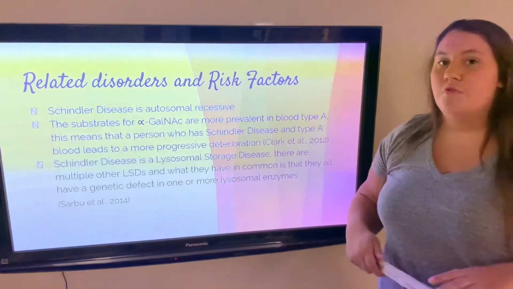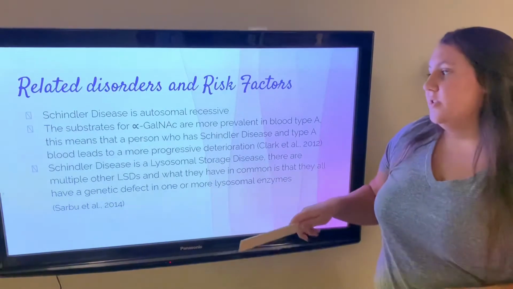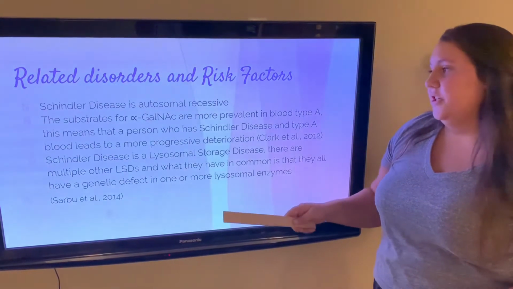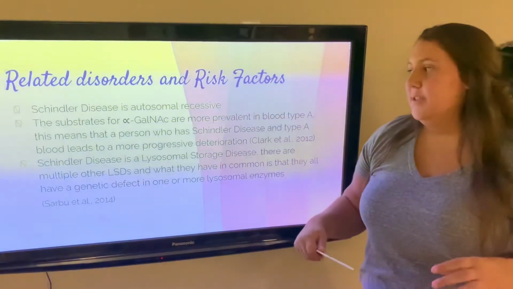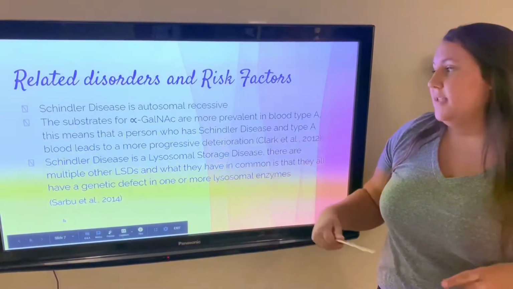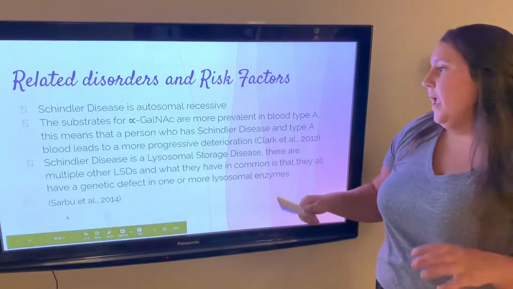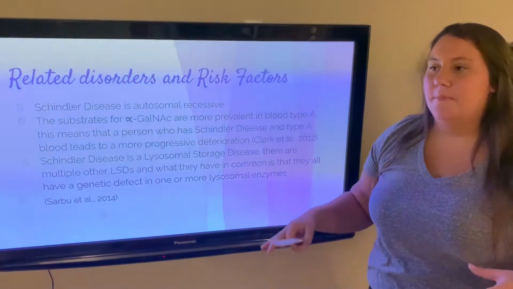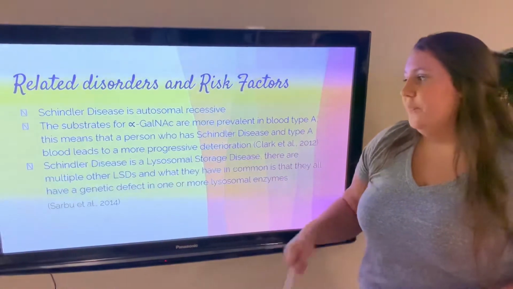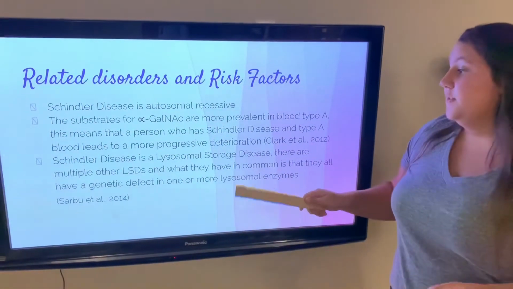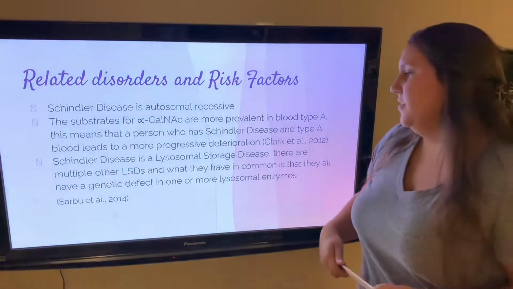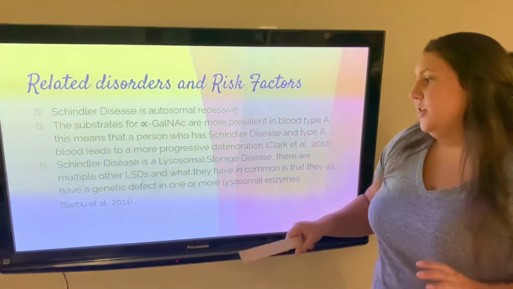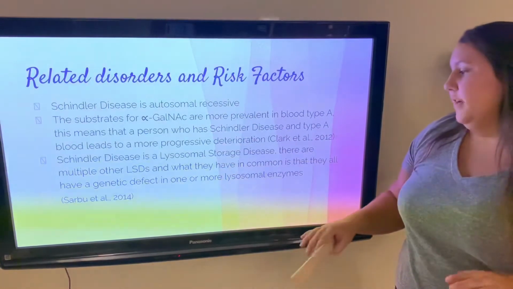However, if you do have Schindler's disease and you have blood type A, you're more likely to have a progressive deterioration than someone else. This is because the substrates that alpha-GalNAc breaks down are more prevalent in blood type A than the other types. So those substrates that are already being built up are going to be built up even faster. Schindler's disease is a lysosomal storage disease, and it is related to other diseases such as Tay-Sachs. What they have in common is that they are all a genetic defect in one or more of the lysosomal enzymes.